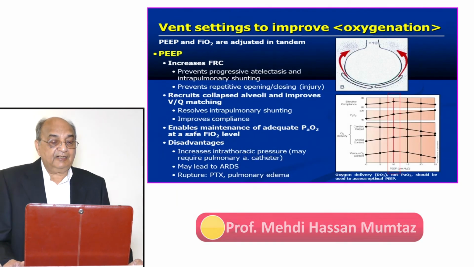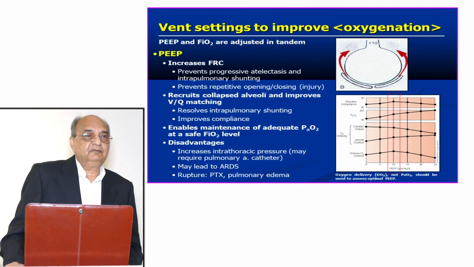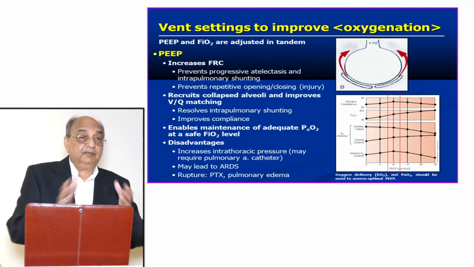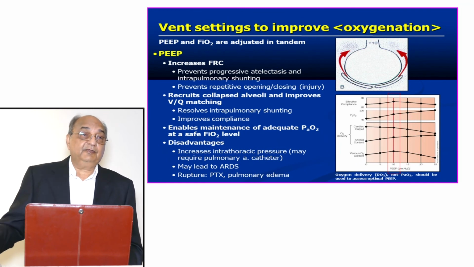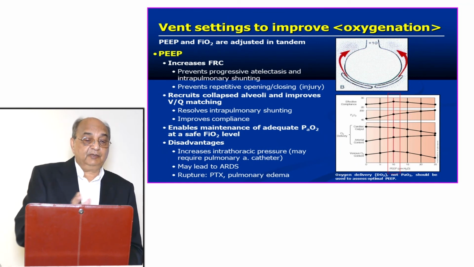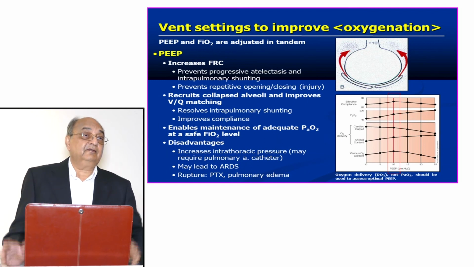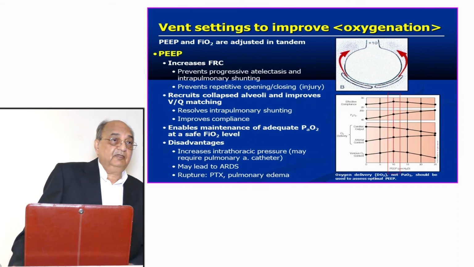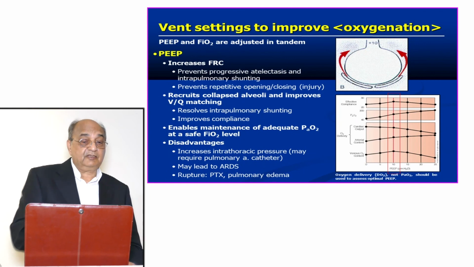Now, ventilator settings to improve the oxygenation still. You put the patient on PEEP, positive end expiratory pressure. It keeps the lung distended. You have fiddled around with the FiO2. Now you look at the PEEP. Now, what does the PEEP do? It increases the FRC, functional residual capacity. So that will improve the oxygenation. That will increase the diffusion of gases better.